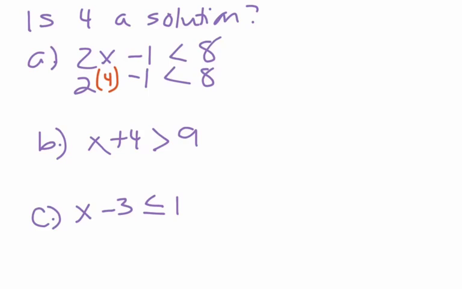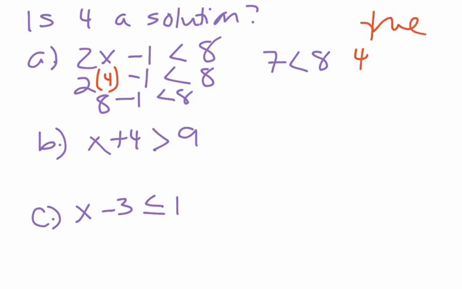So 2 times 4 is 8. 8 minus 1 is 7. And I get 7, and then I have that symbol. Now remember, you're reading it from left to right. It points to the smaller, opens to the bigger. So when I read this, it's going to read 7 is less than 8, which is true. So 4 is a solution.